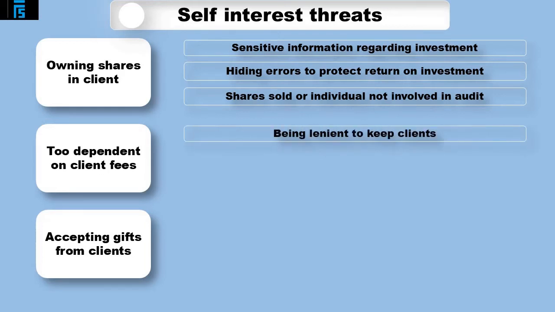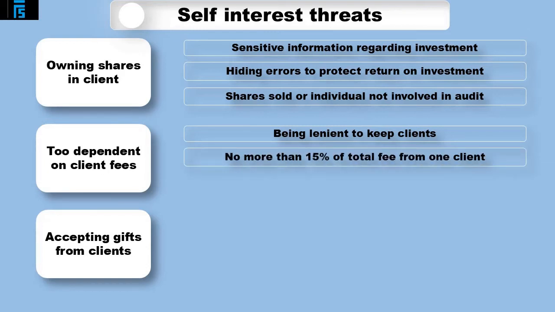Being too dependent on client fees increases the need to keep them as a client. Auditors may therefore be too lenient with them and allow bias into decisions being made on the audit. The recommendations are that there are fee limits for clients within an audit firm. No more than 15% of total fee income should come from an individual client.